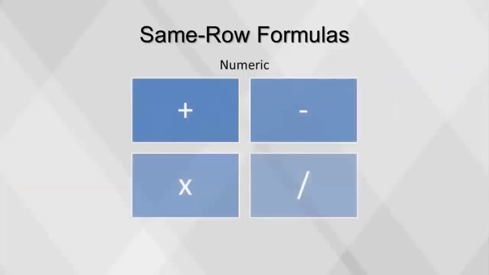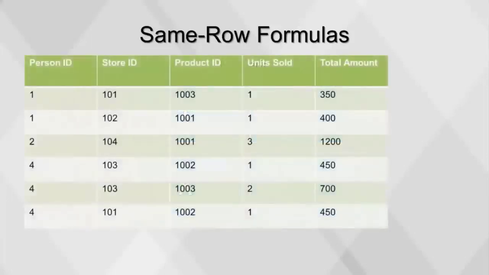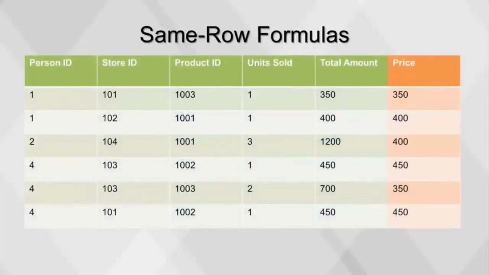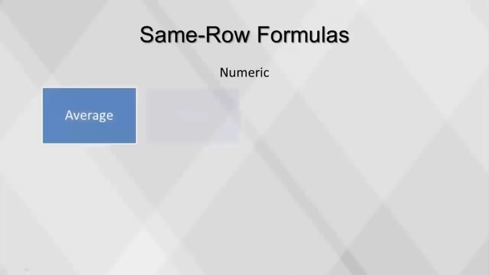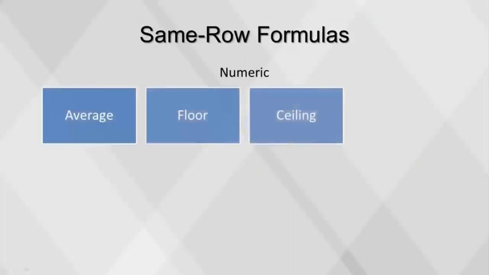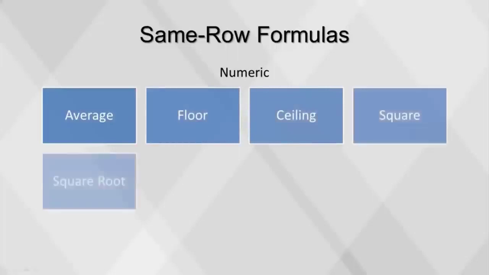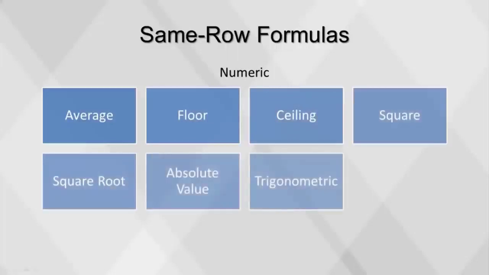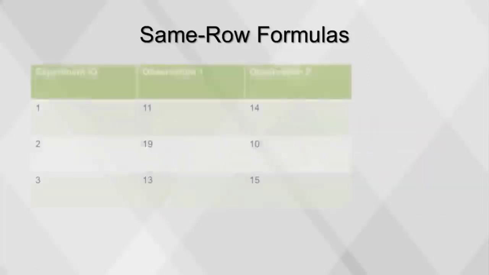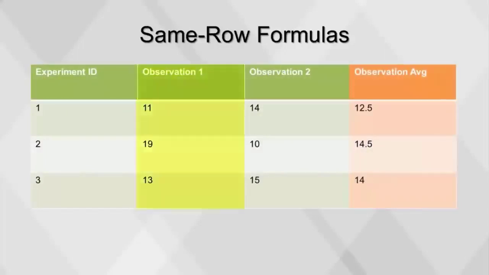Formulas can be used for adding, subtracting, multiplying, or dividing two numeric fields. In this table, we apply a formula to create the price column, which was calculated by dividing units sold by total amount. Formulas can also be used when applying a mathematical function to a numeric field. Examples of mathematical functions are average, floor, finding the smallest value, ceiling, finding the largest value, square, square root, absolute value, trigonometric functions, and logarithmic functions. In this table, we will create an observation average column using the average formula, which averaged values from the observation 1 and observation 2 columns.